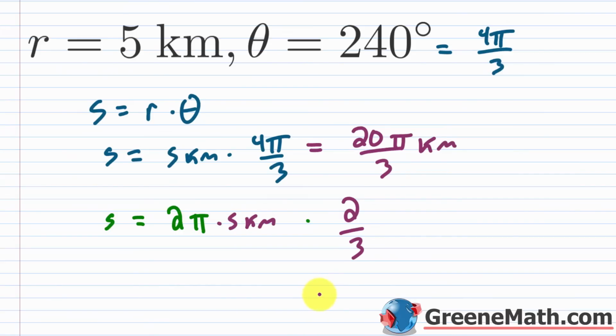And so what are you going to end up with? Well, you're going to have the same thing as up here. So 2 times 2 is 4. 4 times 5 is going to be 20. So this is 20 pi, and then this is in terms of kilometers over 3. Okay, and you can probably just write it like this. So 20 pi over 3 kilometers. And again, it's the same thing either way, but you may be more comfortable doing it this way versus converting into radians. It's just really personal preference.